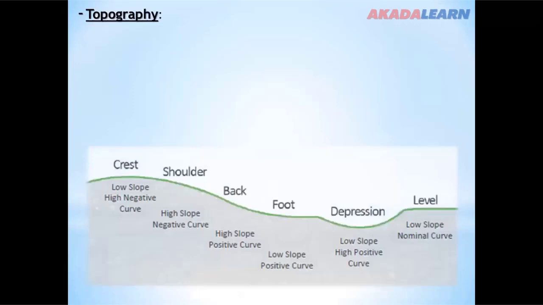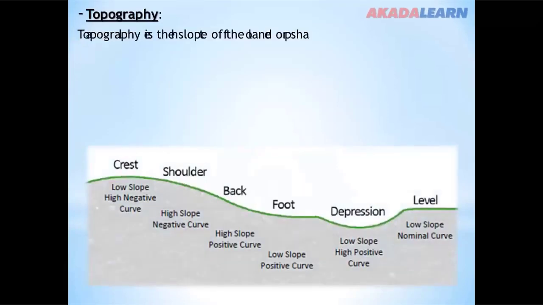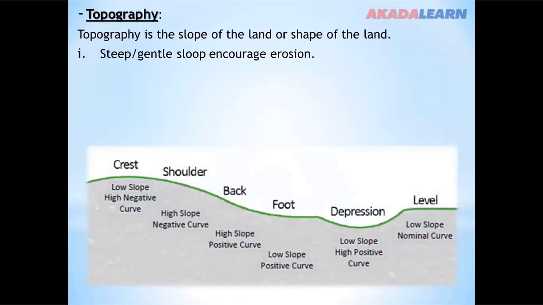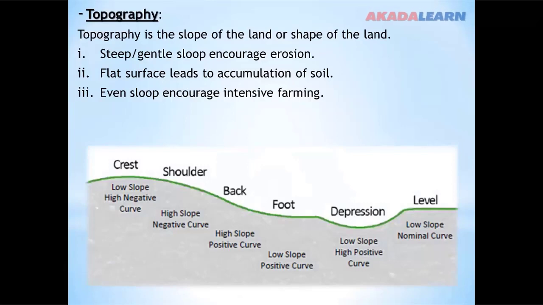We have the topography. Now, topography is the slope of the land or shape of the land. Steep or gentle slope encourage erosion. Flat surface leads to accumulation of soil. Even slope encourages intensive farming.